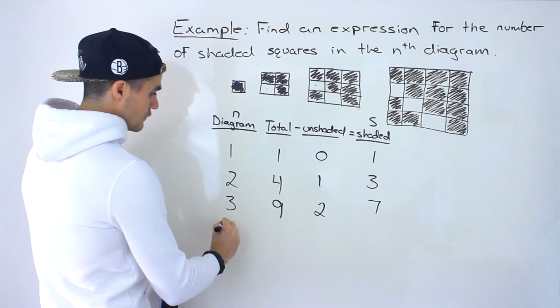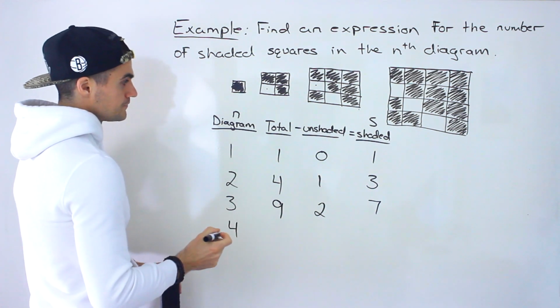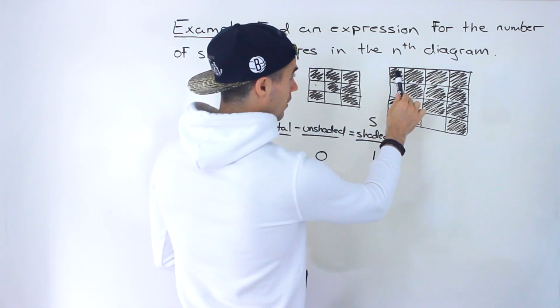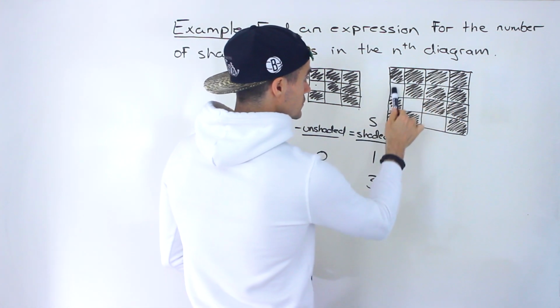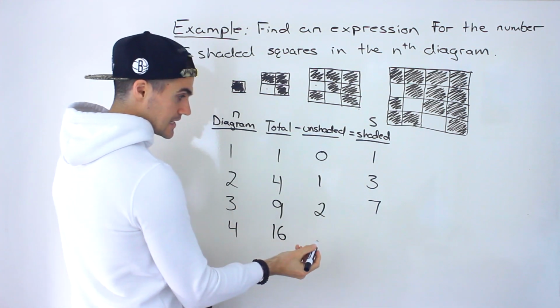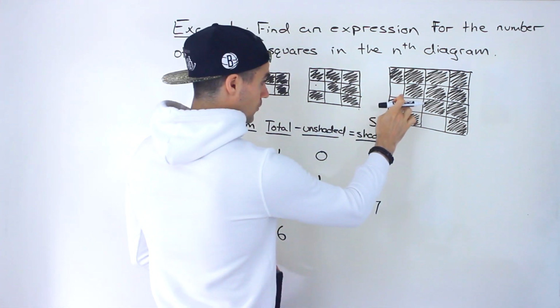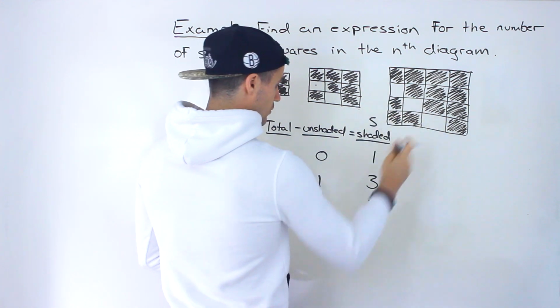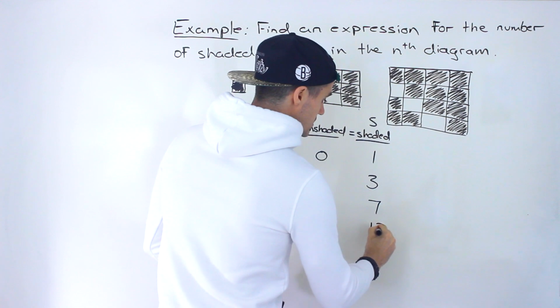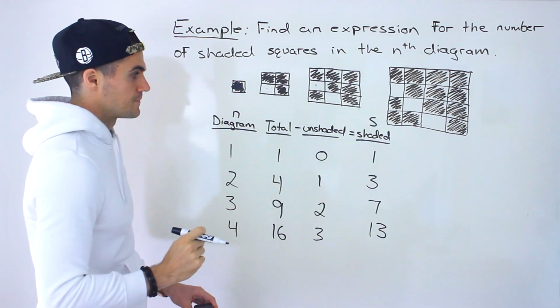And then finally, the fourth diagram, how many total regions are there? 1, 2, 3, 4, 1, 2, 3, 4. So 4 times 4 would give us 16 total regions, and the unshaded regions are 1, 2, and 3. And then 16 minus 3 would give us 13.